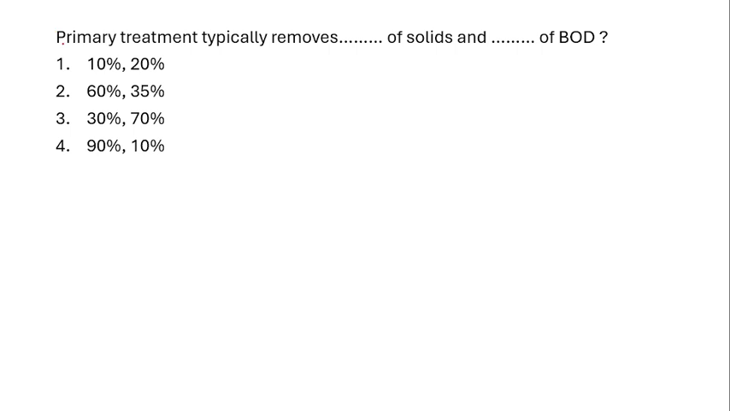Next question: primary treatment typically removes what percentage of solids and what percentage of BOD thereafter? The primary treatment is mainly to remove the larger solid particles. In the secondary treatment we use microorganisms, and a larger amount of BOD is reduced there. So in the primary treatment, most of the solid content is removed. The right answer is 60 percent of solid content and 35 percent of BOD content are removed in the primary treatment process. Some commonly used primary treatment methods include sedimentation.